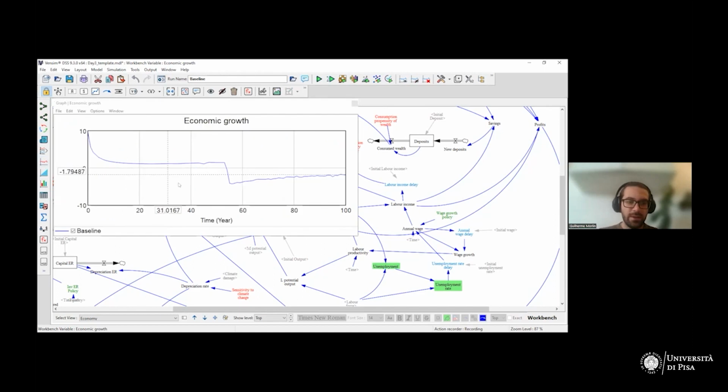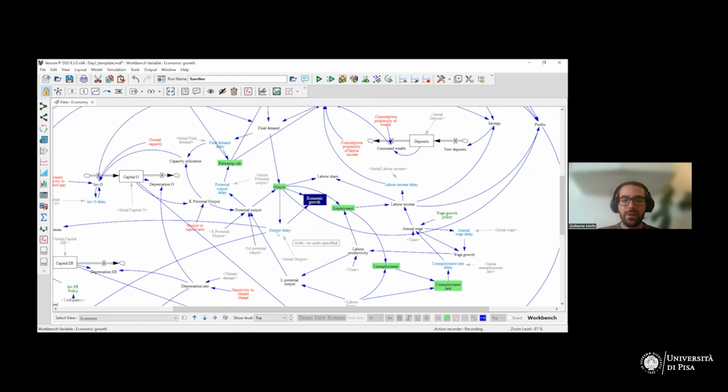So we can go back to this. And this is period 55. So it's just one period after this line is crossed. So this is exactly what's going on here.